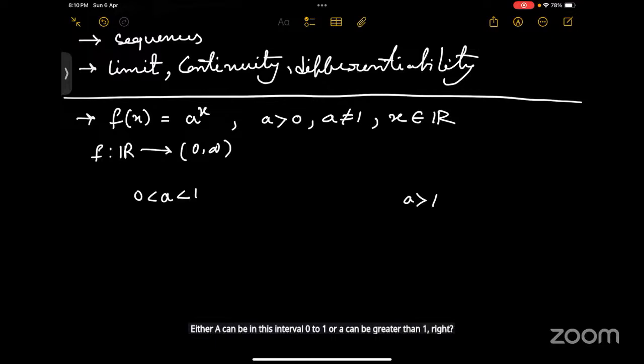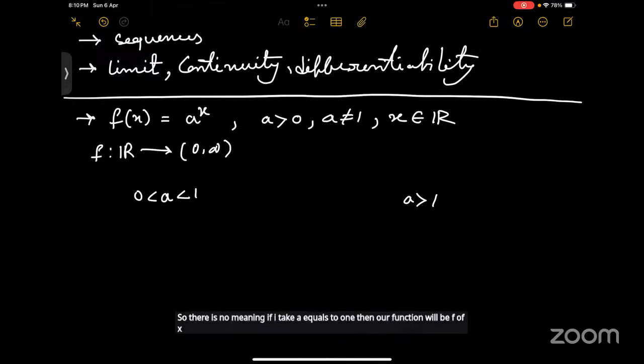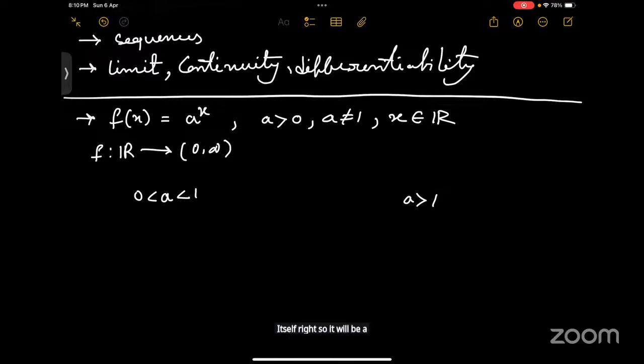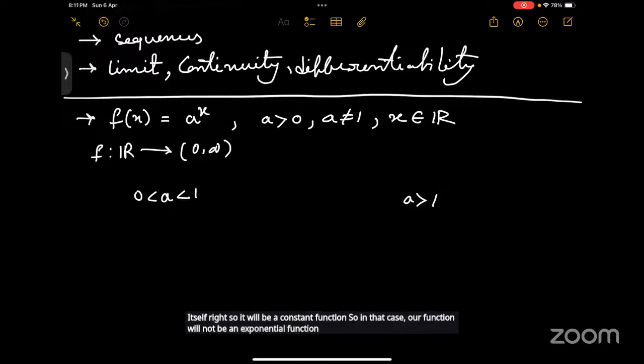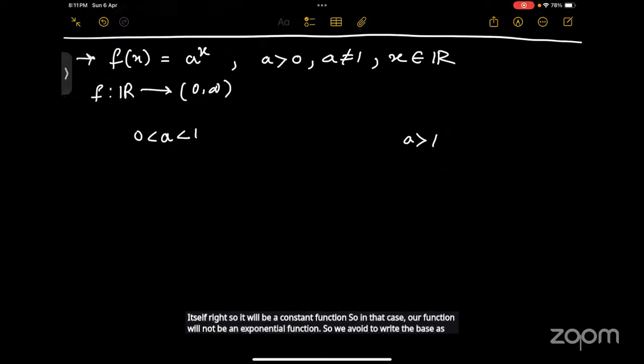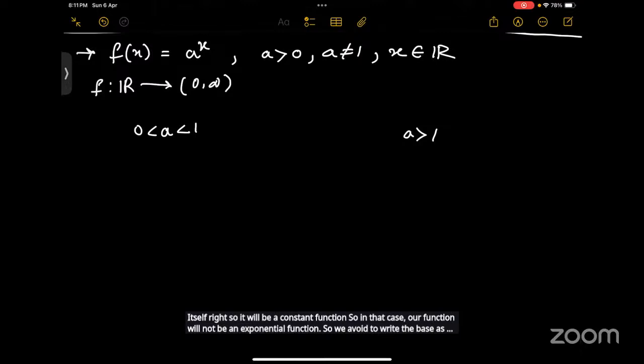So there is no meaning if I take a equals to 1, then our function will be f of x equals to 1 power x, that means 1 itself, right? So it will be a constant function, right? So in that case, our function will not be an exponential function. So we avoid to write the base as 1. So we will take two different boundaries. First, a can be in the interval 0 to 1 and it can be greater than 1.